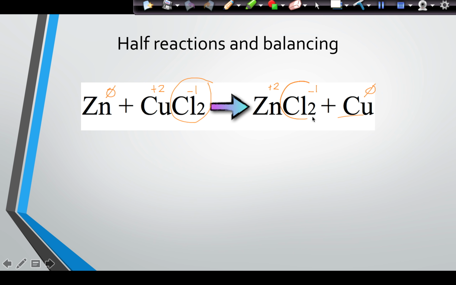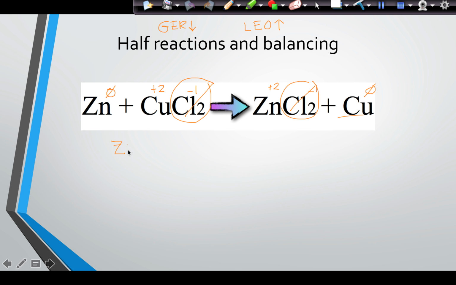My chlorines are spectators because their charges don't change. Therefore, I will not write those in my half reactions. Remember that GER is said by LEO. Gaining electrons is reduction and the charge goes down. Electrons go before the arrow. Losing electrons is oxidation and the charge goes up. And electrons go on the right side of the arrow.